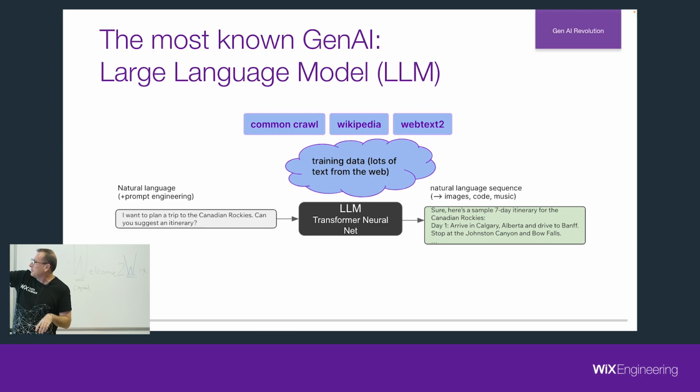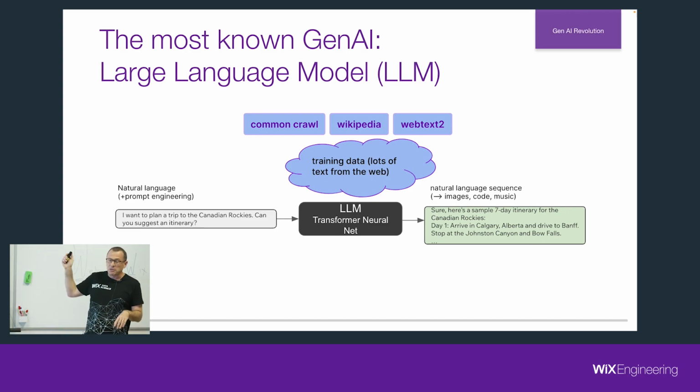I want to plan a trip to Canadian Rockies, and the model just gives you an answer in text. Pre-trained means that it was trained on huge amounts of data, right? Actually, GPT-4 or 3.5 was trained on a significant chunk of the text available on the internet.